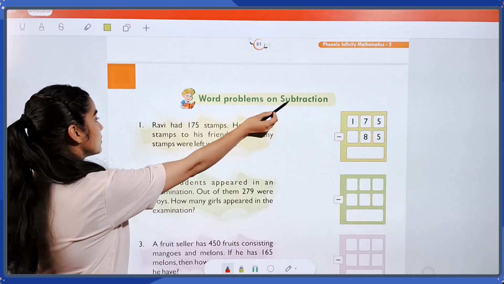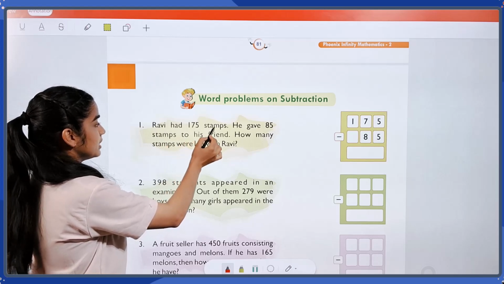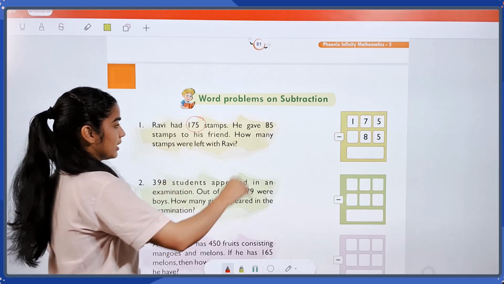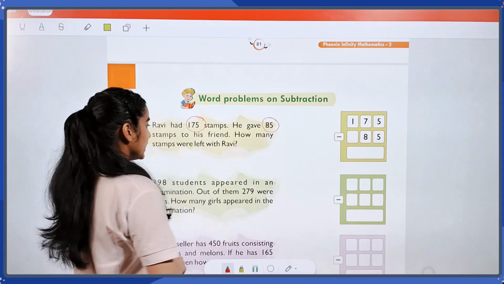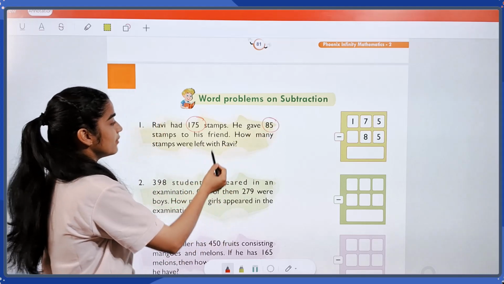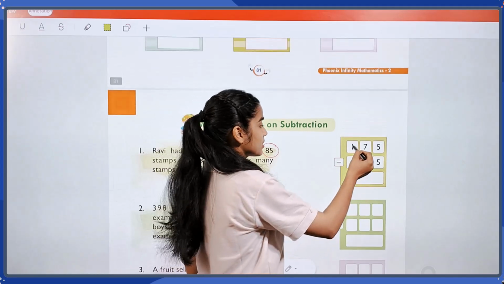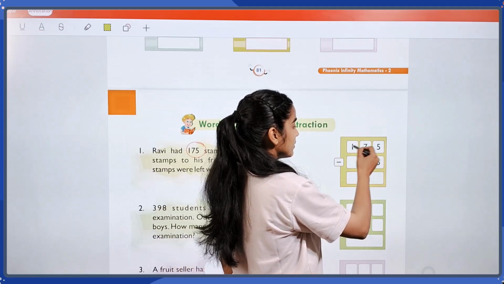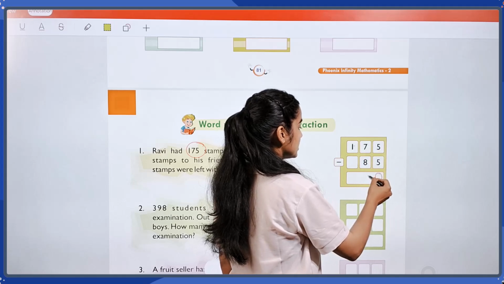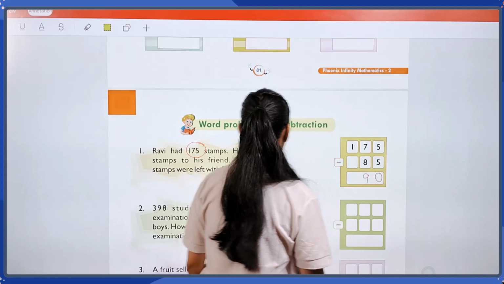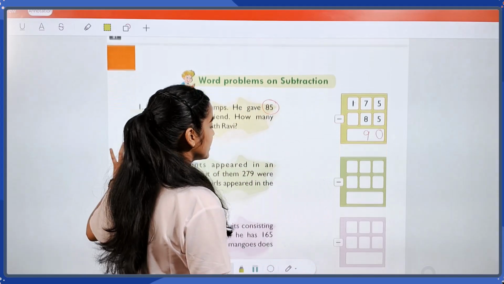Now word problems on subtraction. Ravi had 175 stems. He gave 85 stems to his friend. How many stems were left with Ravi? So you have to subtract 85 from 175. 5 minus 5 is 0 and 17 minus 8 is 9. So in total he has 90 stems.